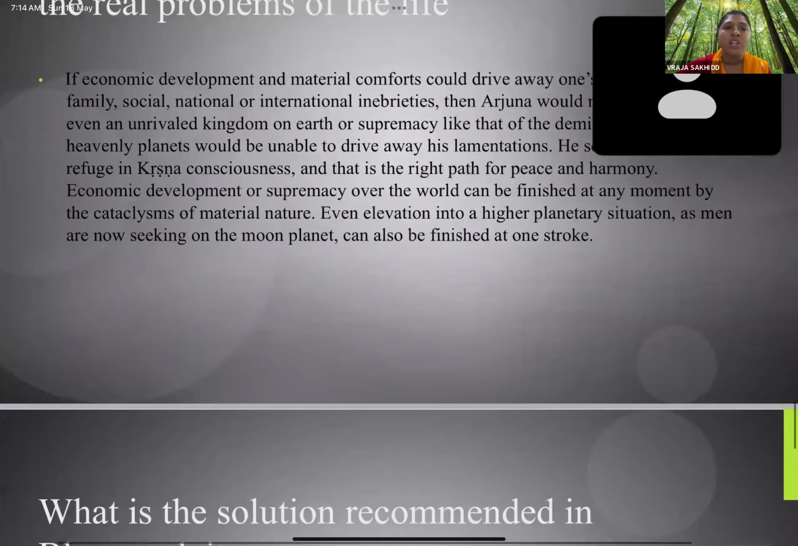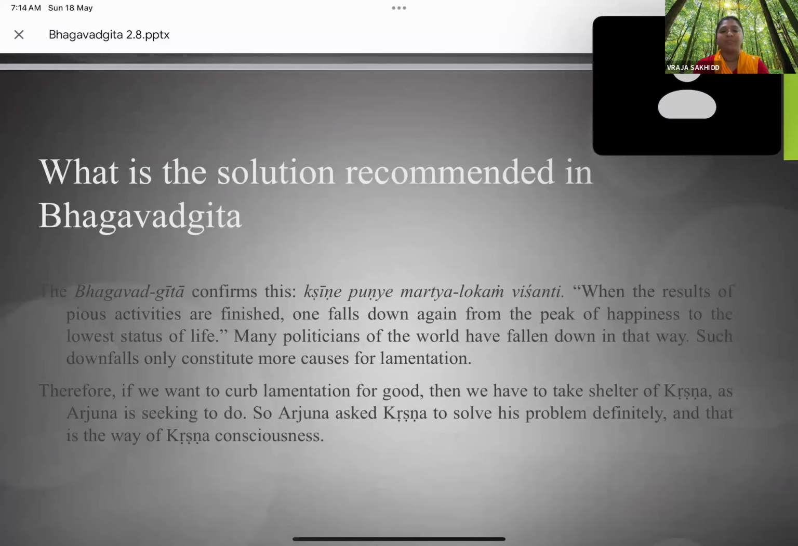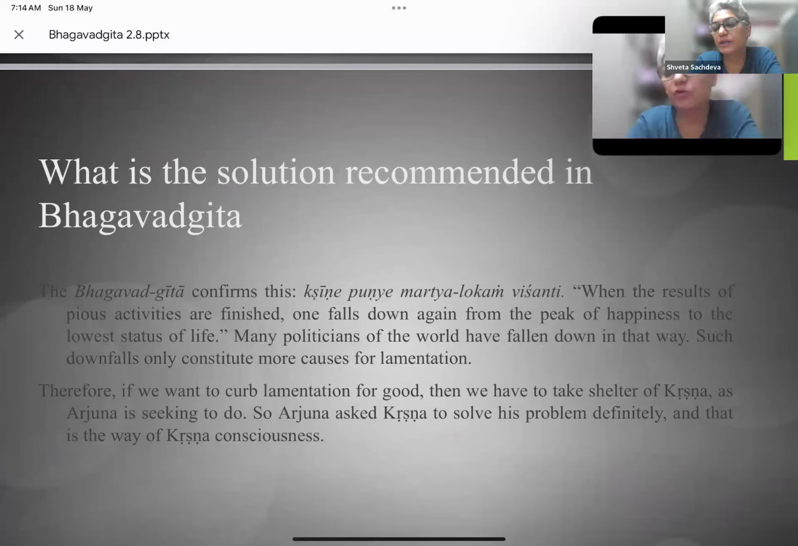So what is the solution recommended in Bhagavad Gita? Who wants to read this? Anybody else who has not read so far? Nobody? Okay, I'll read it if nobody's reading. Okay, please read. What is the solution recommended in Bhagavad Gita?